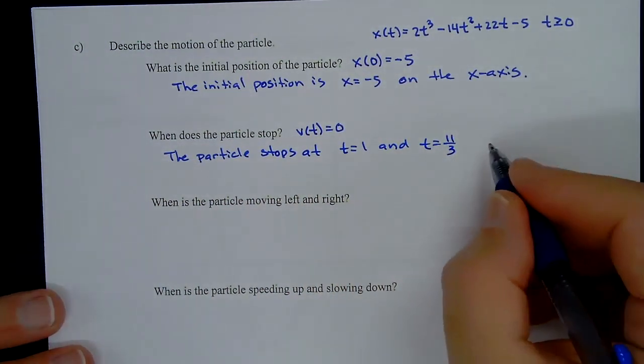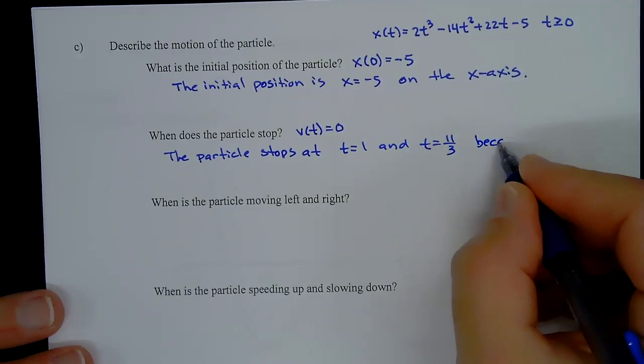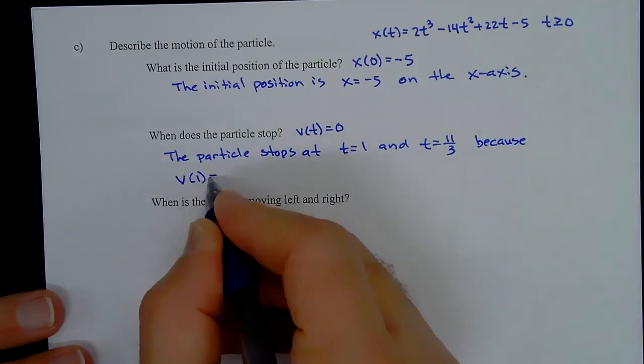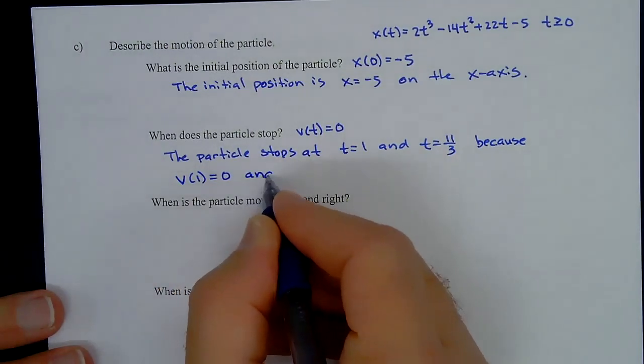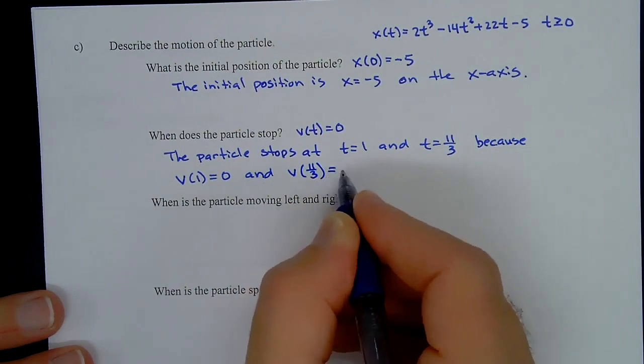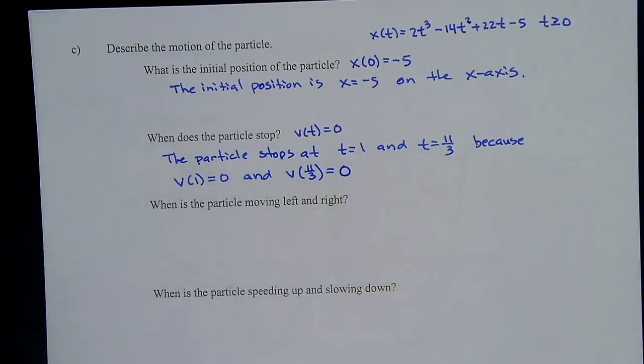And we need to give a reason. So it's because v of 1 is equal to 0 and v of 11 thirds is also equal to 0. Okay. So you could also say because v of t is equal to 0 at t equals 1 and t equals 11 thirds, and that'd be perfectly fine.